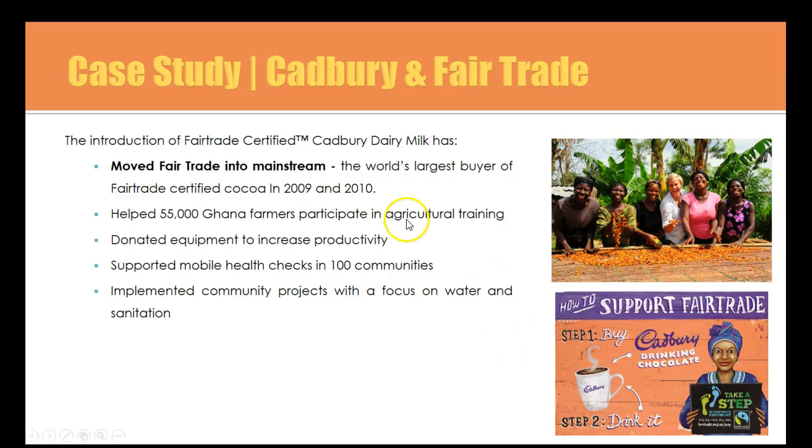Another case study is Cadbury trying to take steps in a fair trade system by supporting their cacao, and that's to help Ghana farmers participating in agricultural training so that they're more educated so they can increase their yield and have better amounts of money as well for their actual services.